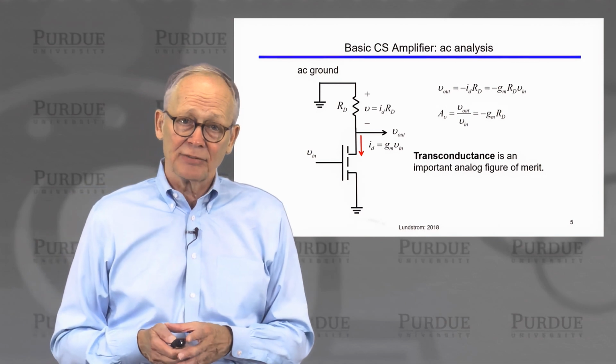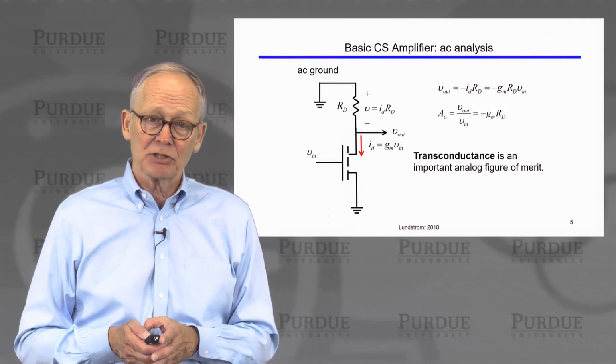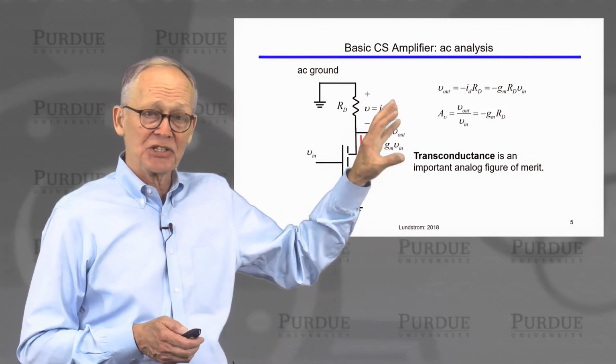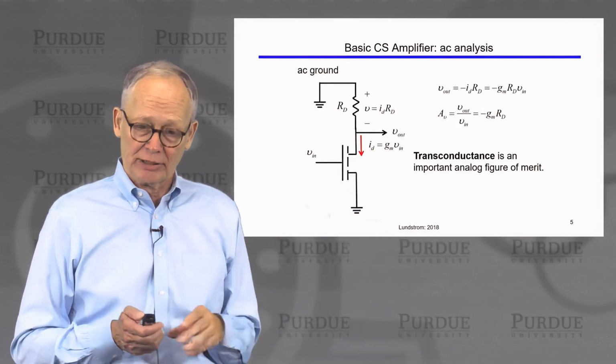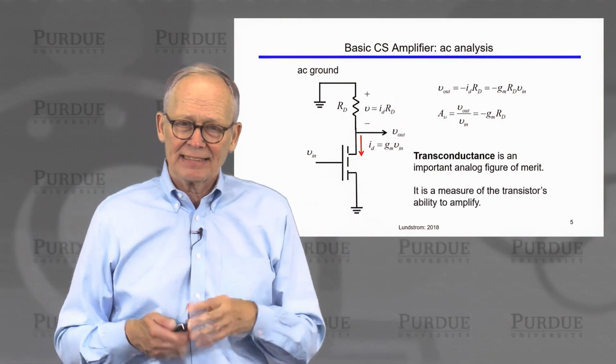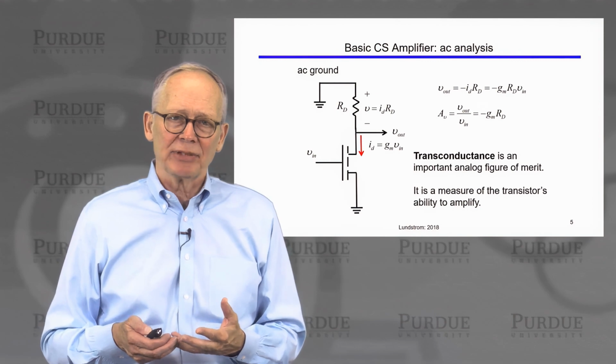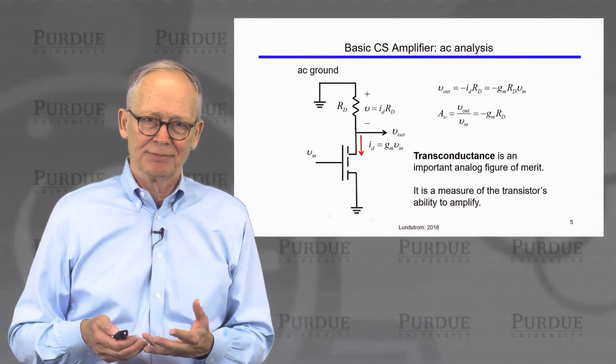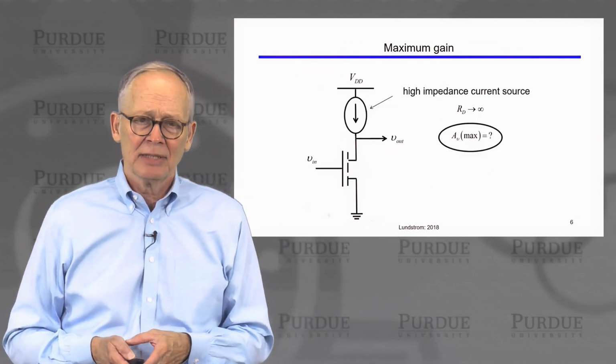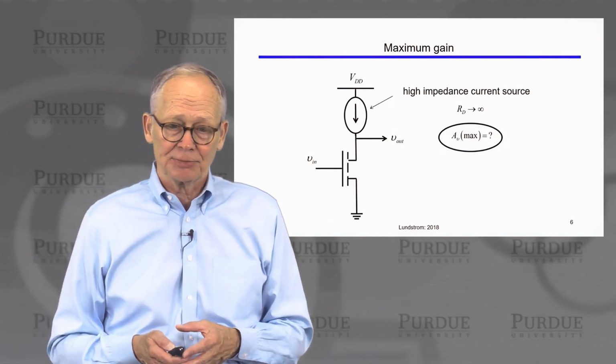So transconductance is a very important figure of merit for a transistor because it tells us how much amplification we can get out of a circuit like this. It's a measure of the ability of the transistor to amplify a signal. So it's a key parameter for an analog application.